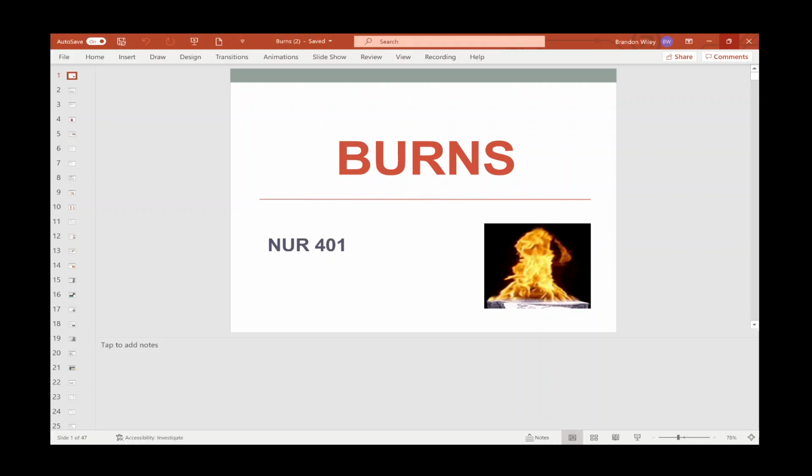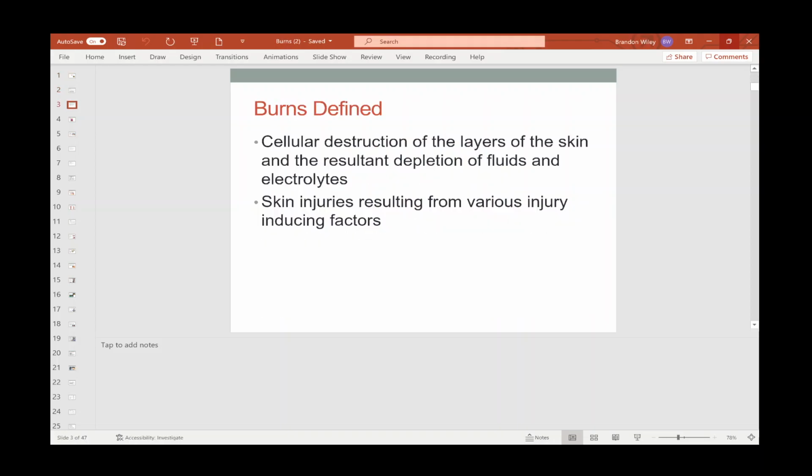So burns, as it is defined, is basically cellular destruction of the layers of the skin and the resultant depletion of fluids and electrolytes. What do we know about the skin? Thermoregulation. So it keeps us thermoregulated. If we're too hot, it sends up some fluid and cools you down. If we're too cold, it pushes our hairs together and constricts and maintains our heat.